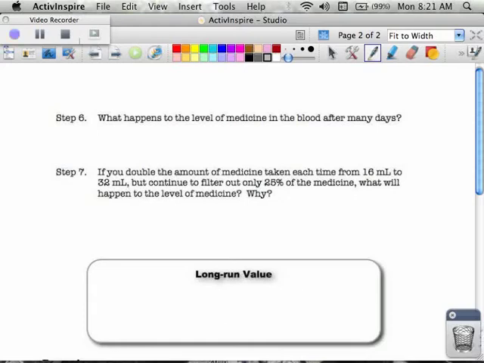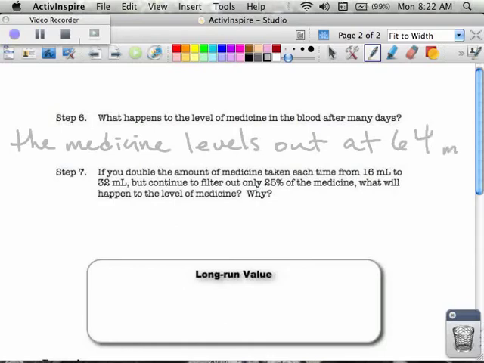So after many days, the medicine levels out at 64 milliliters. After a long time, the medicine in your body would level out at 64 milliliters.